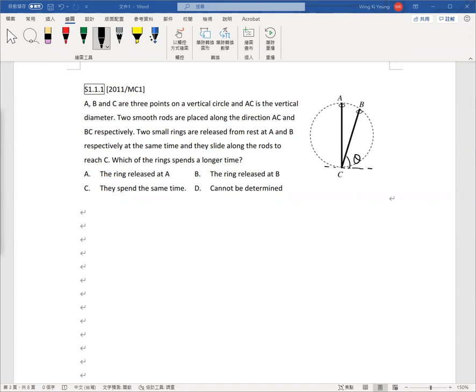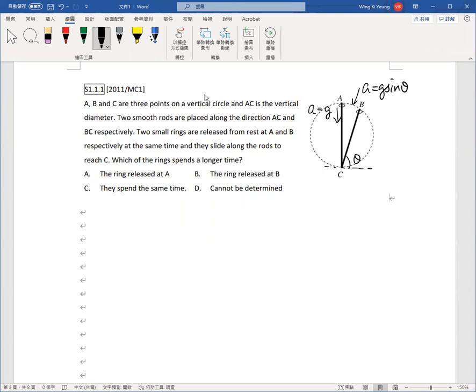Let's say this angle is theta to the horizontal, and then the acceleration of B will be g sine theta. That's it. The acceleration of A is obviously g downwards. Then we are going to compare the time between A and B. To compare these two, first of all, we need to know the relation between the displacement of these two.